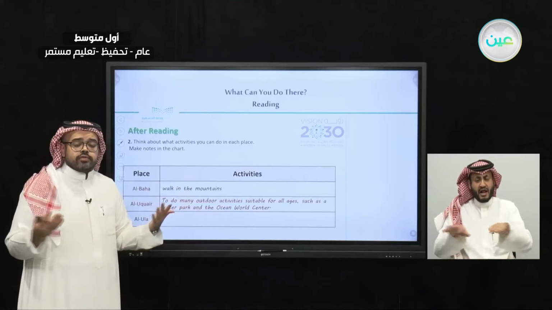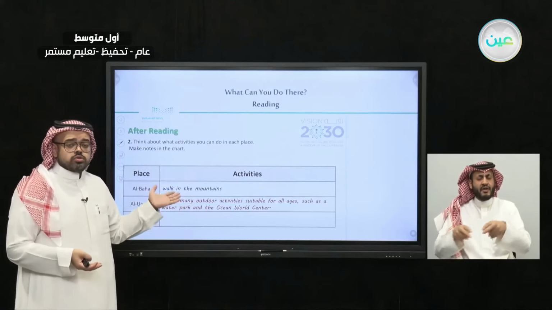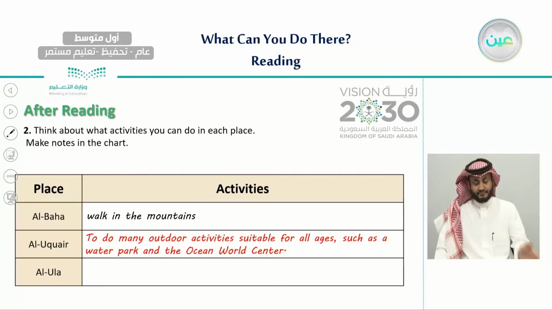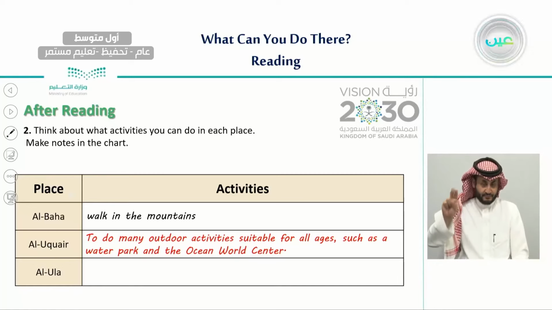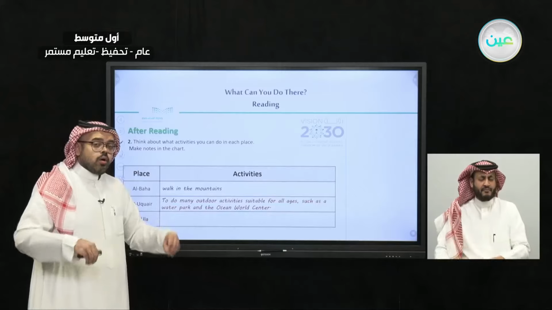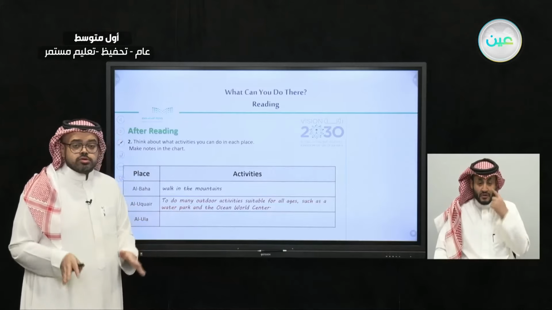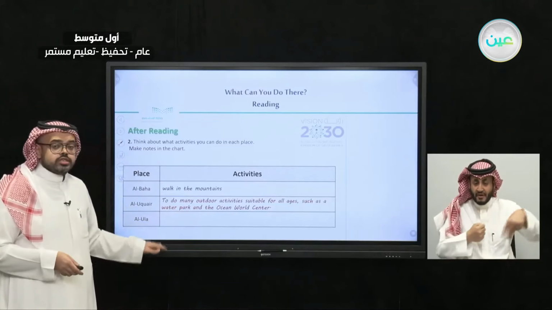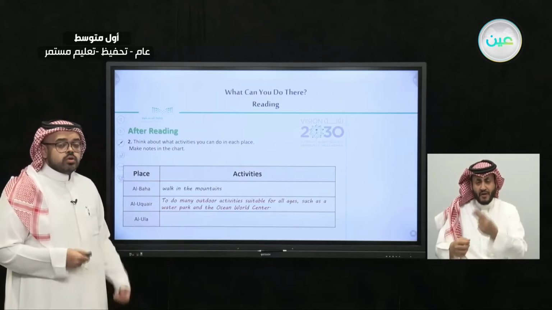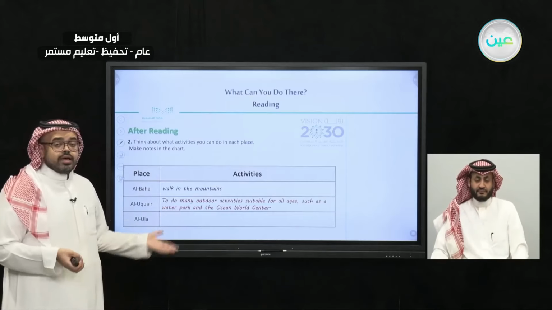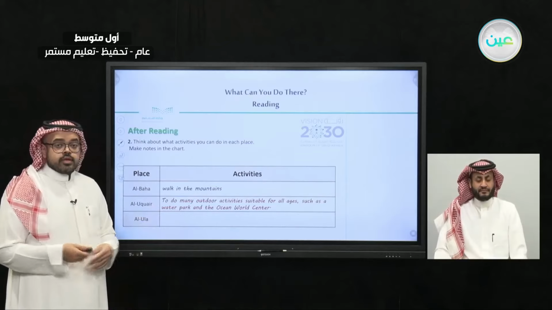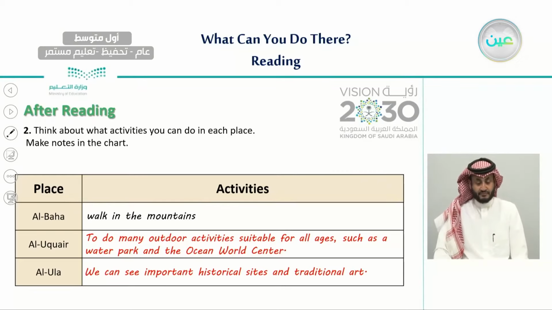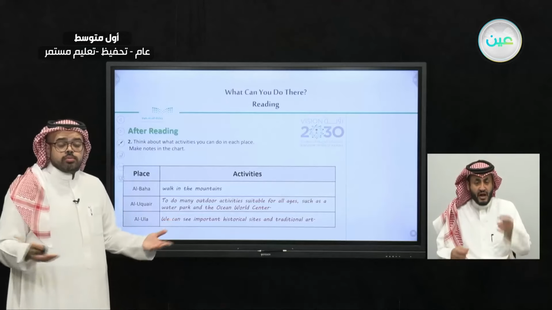So there are a lot of things we can do when we go to Al-Ugair Beach. And Al-Ula. And we said that Al-Ula is the kind of place where people can go and enjoy the cultural tourism. So what do you think? What is the kind of activity we can do when we go to Al-Ula according to the text? Very good. We can see the important historical sites and traditional art, and also enjoy the open air museums.